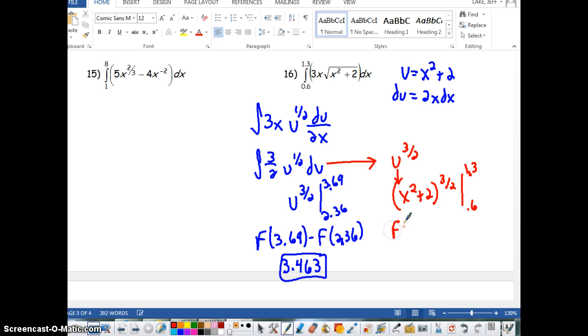So now this is going to be F of 1.3 minus F of 0.6. And when you do that, you're going to end up with the same answer, 3.463. Either method is acceptable for me.